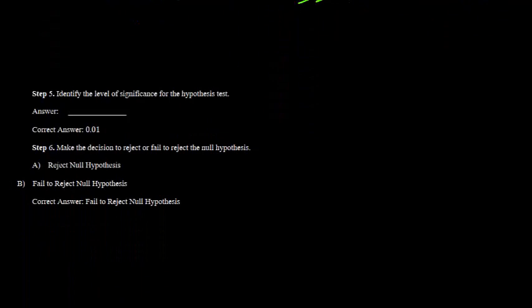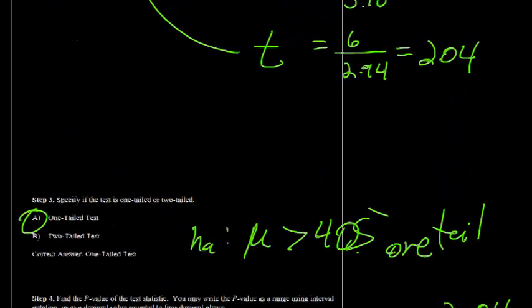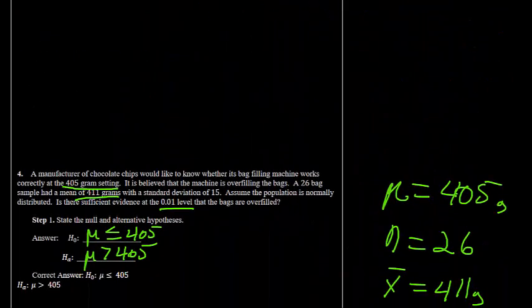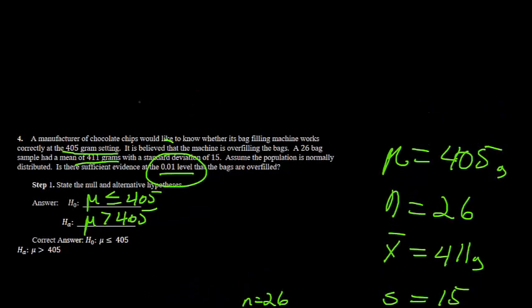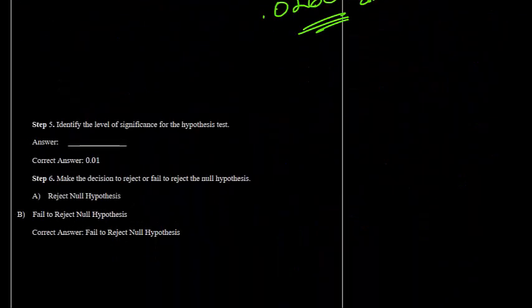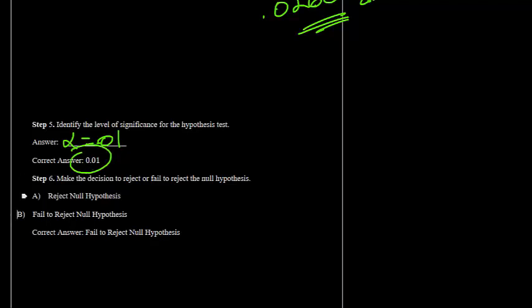Okay, so what is the level of significance for the hypothesis test? Well, they have told us in the question, right? What have they told us? That alpha is 0.01. We already know that. It tells us right here alpha is 0.01. So that's just plug and play. The correct answer is that alpha is equal to 0.01. That is excellent.